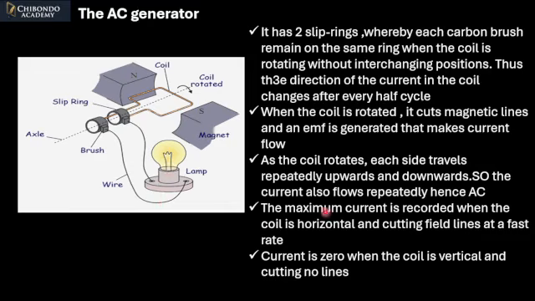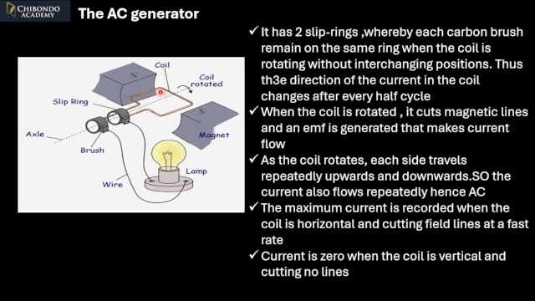The maximum current is recorded when the coil is horizontal and cutting field lines at a fast rate. And there is no current when the coil is vertical and cutting no lines. When this coil is vertical, we say it's cutting no lines, as it's in the same line as the magnetic field lines. So current is maximum when the coil is horizontal, when it's cutting many lines. So let's come again on how this one works.